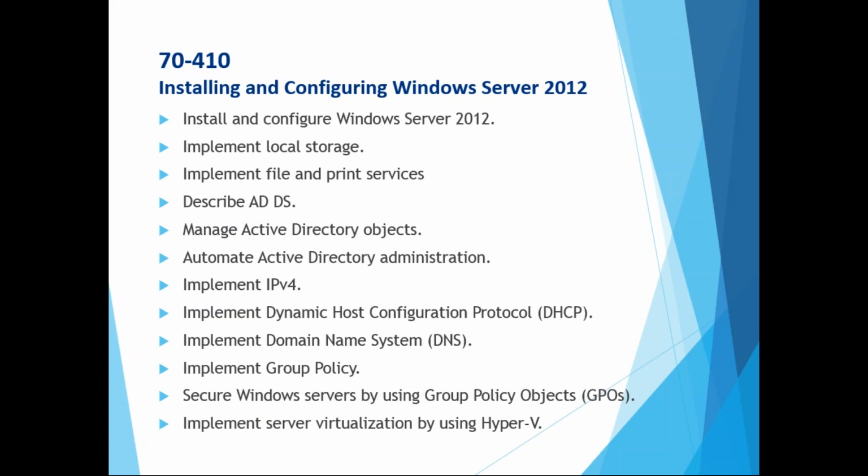Installing and configuring Windows Server 2012. We'll be seeing differences between 2008 and 2012 server and how to install the operating system. You can install the operating system using CD or DVD. That's option number 1. Option number 2, you can install using USB drives, pen drives you can say. You can just make a bootable disk, then you can run your setup. Just go and install it.